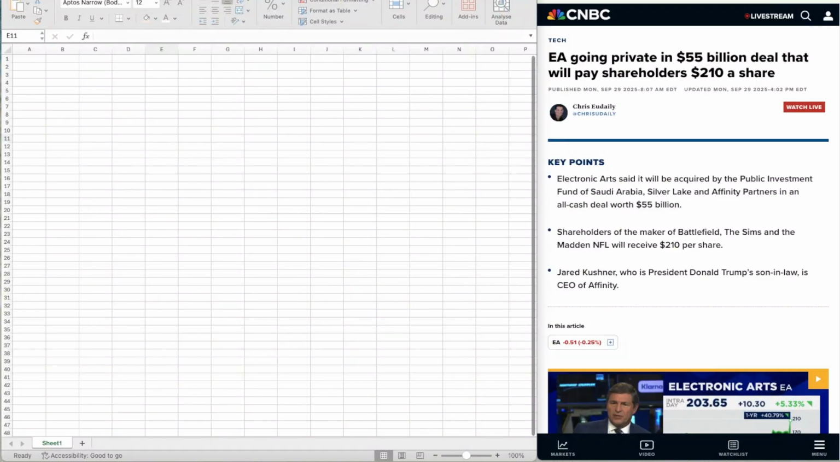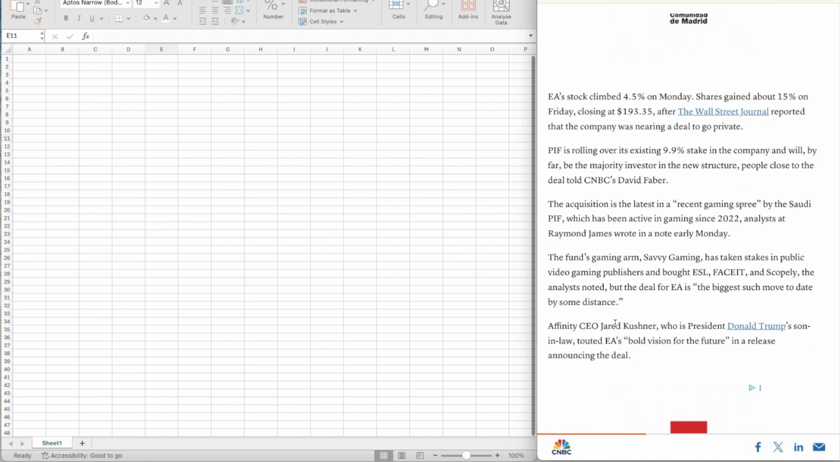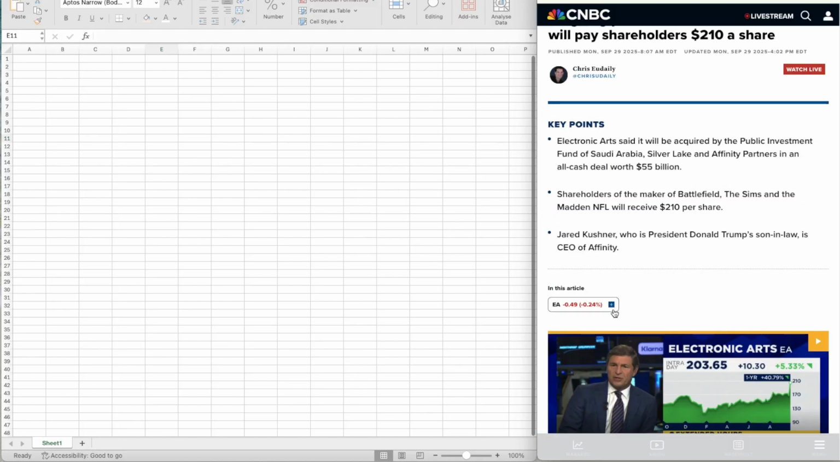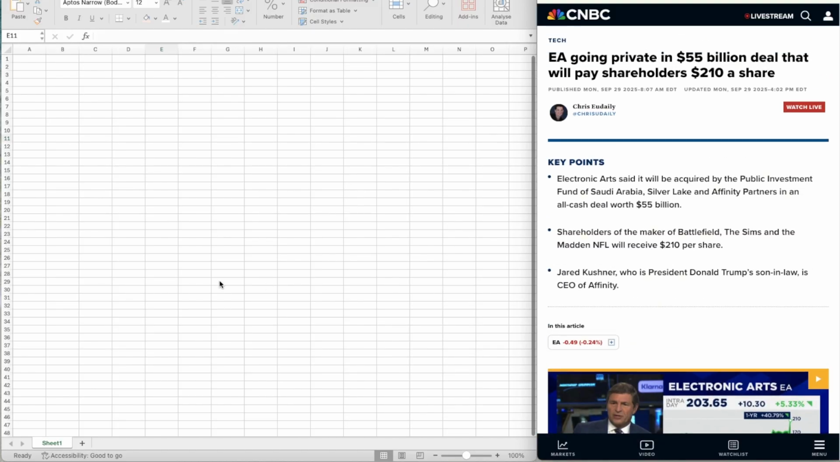Today, we're going to do something a bit different. We're going to build an LBO model for Electronic Arts, which was announced the other day as going to be acquired in a private equity style deal by the Public Investment Fund of Saudi Arabia and a couple of US firms, Silver Lake and Affinity Partners. So we're going to build an LBO model. It's not going to be like the DCF that we've done in the past. They are a bit different, but you'll get the hang of it as we go along.